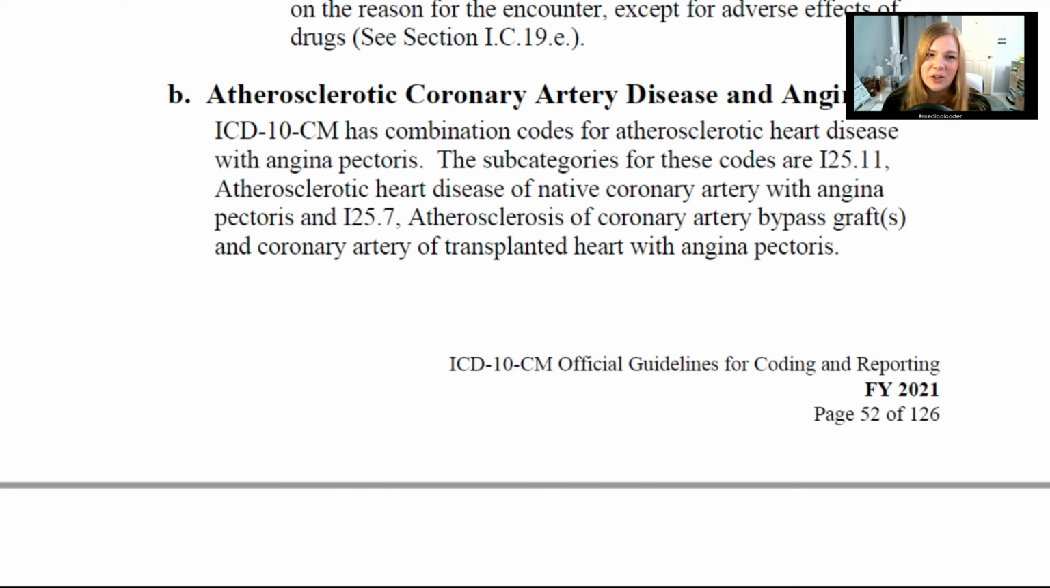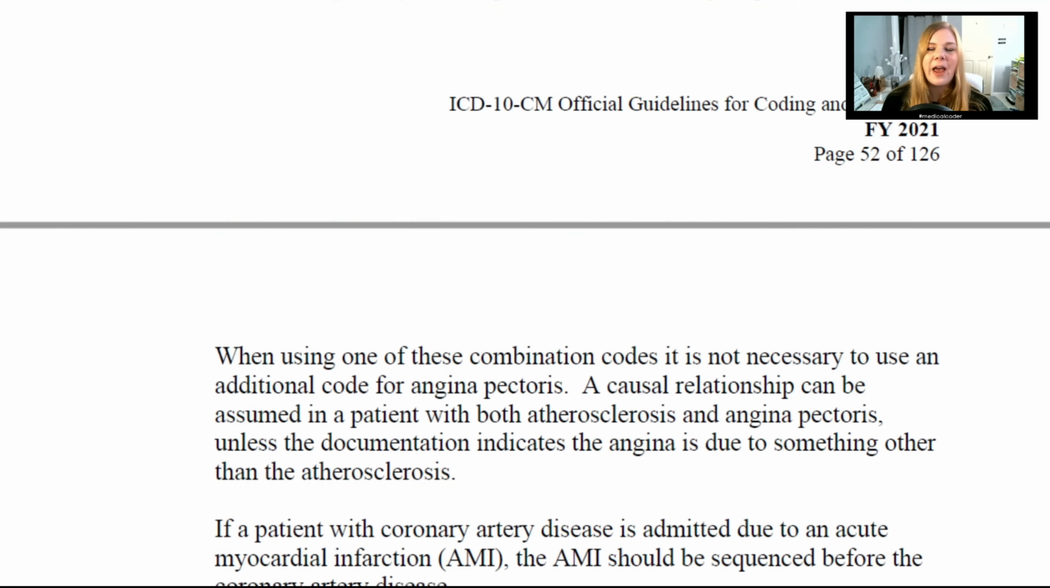Pulmonary hypertension. For pulmonary hypertension, it's classified to category I27, other pulmonary heart diseases. For secondary pulmonary hypertension, which is codes I27.1 or I27.2, and then the fifth digit, we would code also any associated conditions or adverse effects of drugs or toxins. The sequencing is based off of the reason for the encounter, except for those adverse effects of drugs, and see section 1C19.E, which we'll talk about later for those.